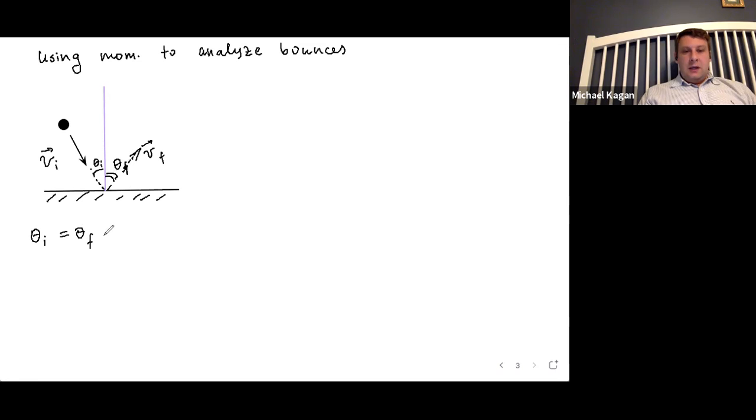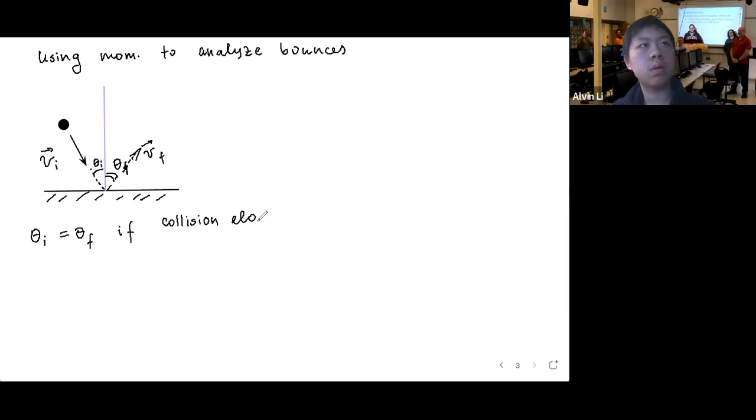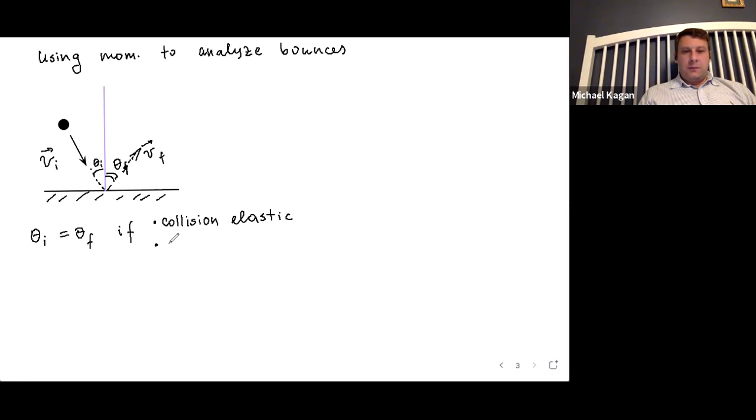Now, this is indeed the case if, and let's write the two conditions for this to happen. First off, the collision needs to be elastic. Yep, elastic. And there is no friction with the floor. Let's say this is mu. And if it's 0, then we're good.